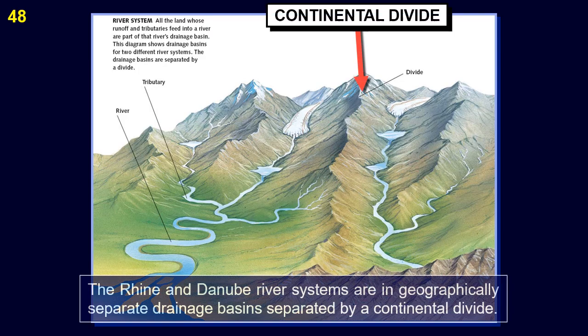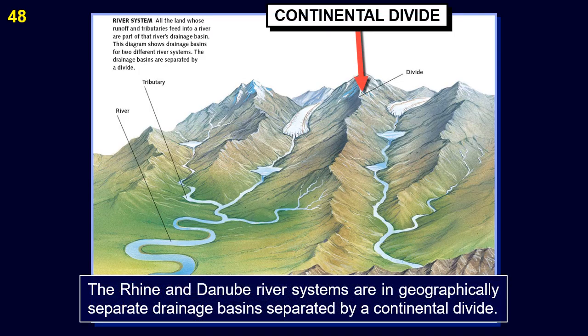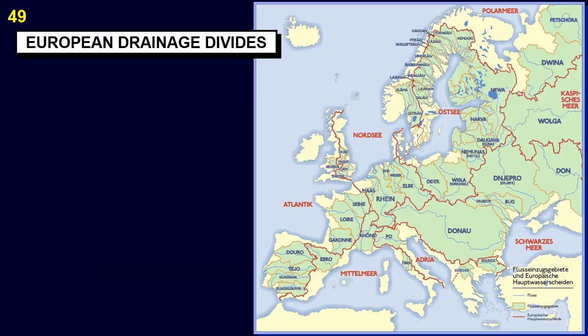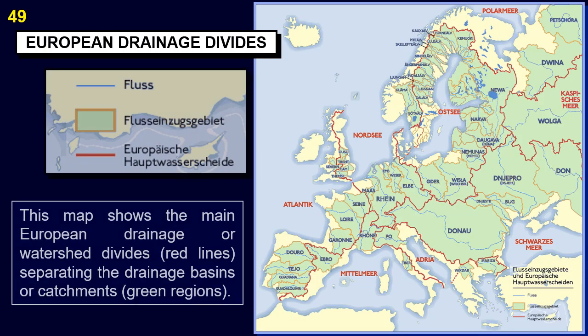The Rhine and Danube river systems are in geographically separate drainage basins separated by a continental divide. This map shows the main European drainage or watershed divides, red lines, separating the drainage basins or catchments, green regions.